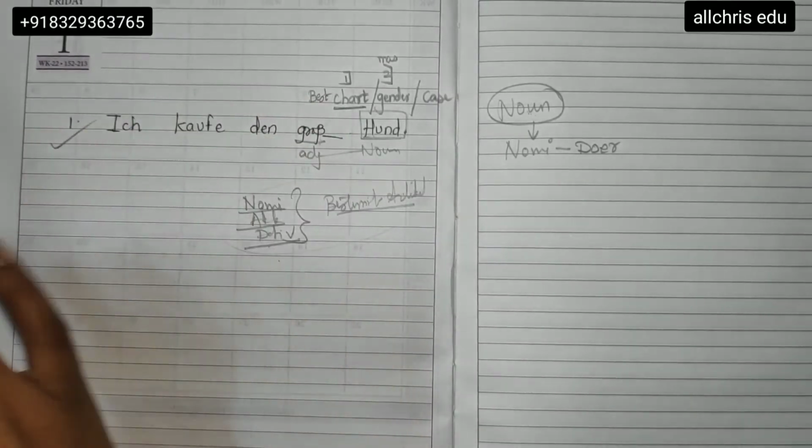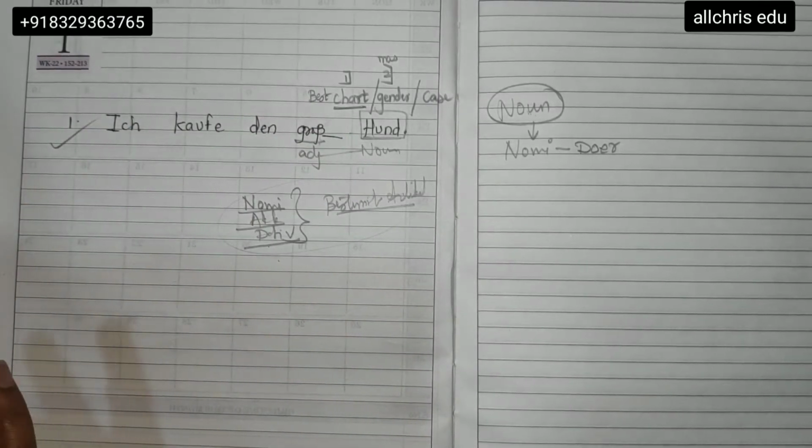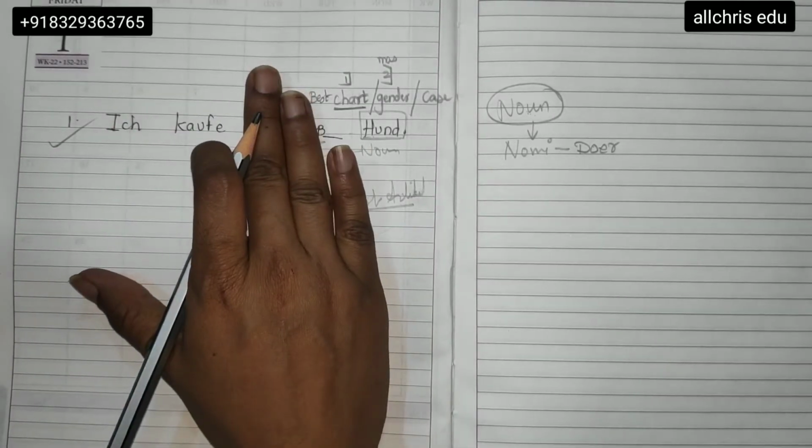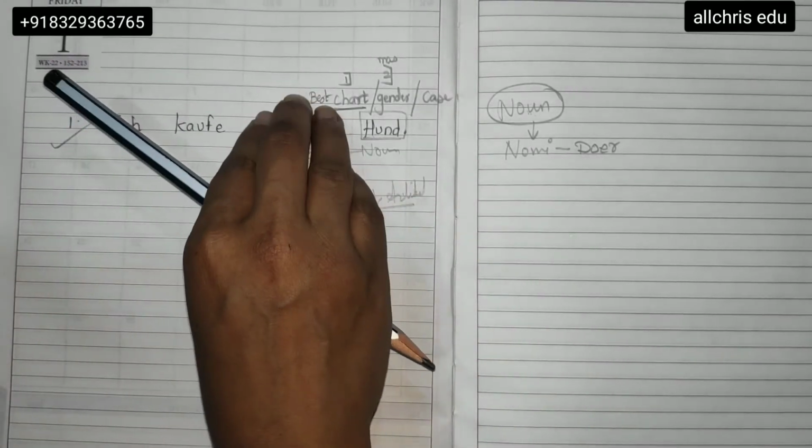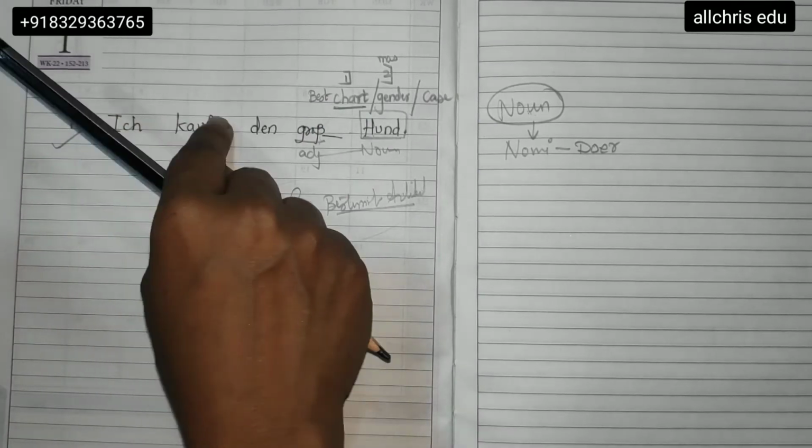Hide the article and adjective, completely hide it. It will not change the meaning of the sentence. Completely hide it if you want. So if I hide the article and adjective, I will come to know the sentence will be Ich kaufe Hund.